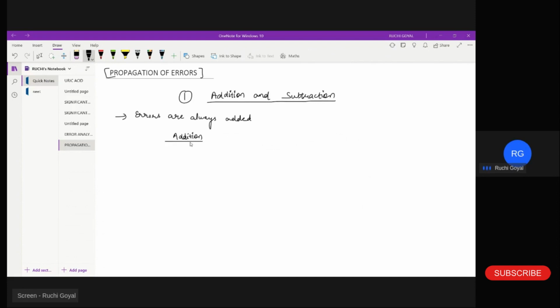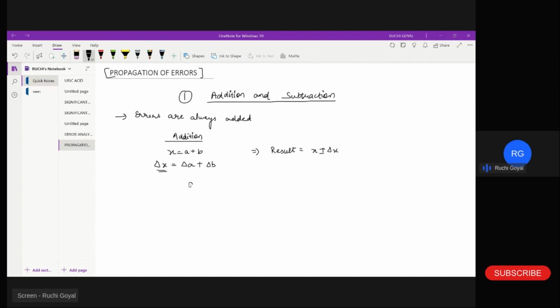what does it mean? Suppose we have an equation x is equal to a plus b, right? And the error is delta x is equal to, what will be the error then? Delta a plus delta b. So how will you write the result for this equation? The result will be x plus minus delta x. This is how we write the result. This is the maximum error, delta x.